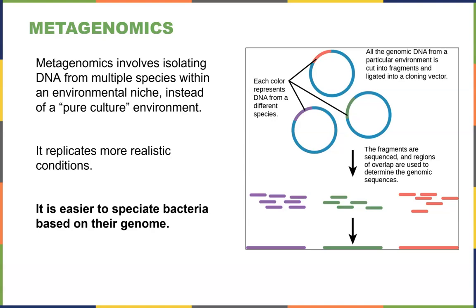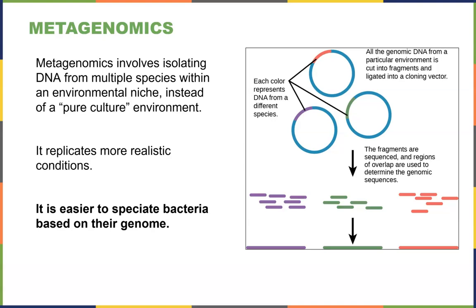Metagenomics involves isolating DNA from multiple species within an environmental niche instead of a pure environment. So metagenomics is mostly used to speciate bacteria based on their genome. It's used in the lab to determine what bacteria are reacting to certain effects of whatever the researcher's doing. Basically, you can't grow just one species of bacteria at a time.